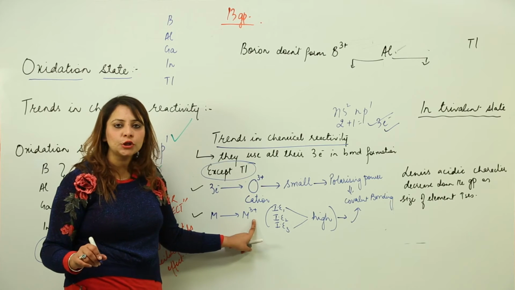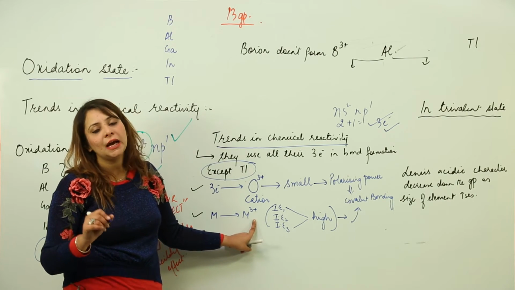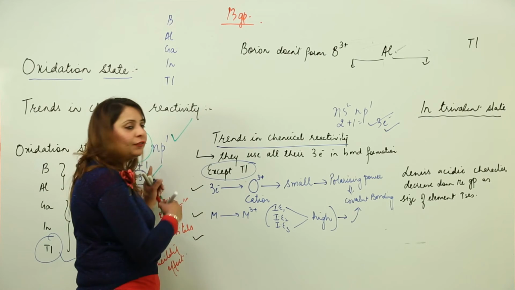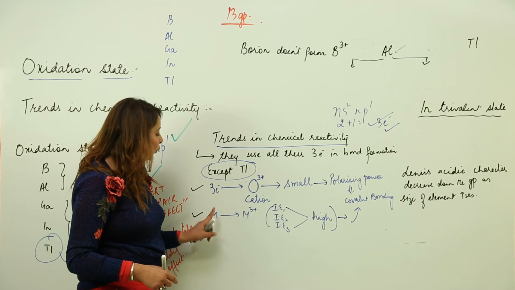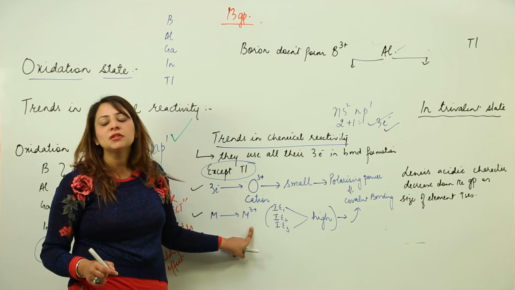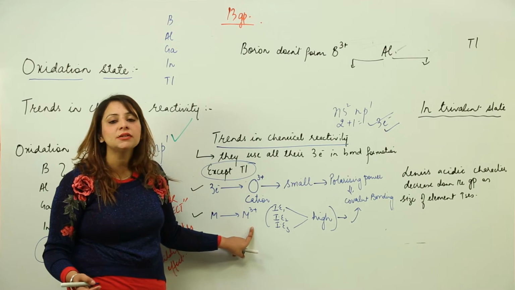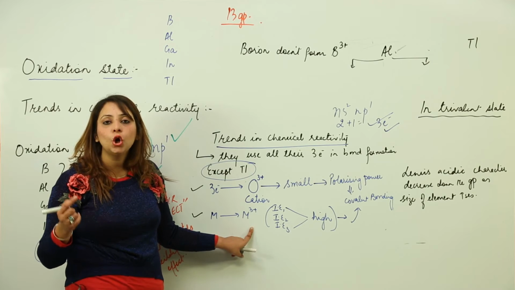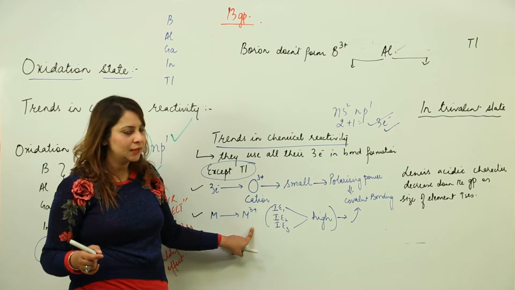They make use of 3 electrons, but in the formation of covalent bonds, not ionic, because for some of the elements of this family that we will discuss now, converting the metal into M3+ requires higher energy, and that much energy is not available for it to form M3+. That means losing 3 electrons becomes very difficult due to increased ionization energy.